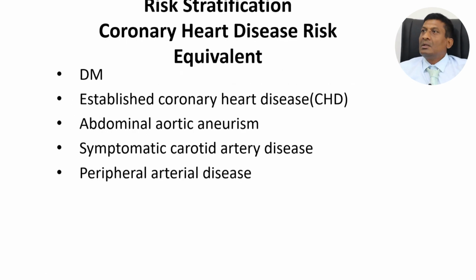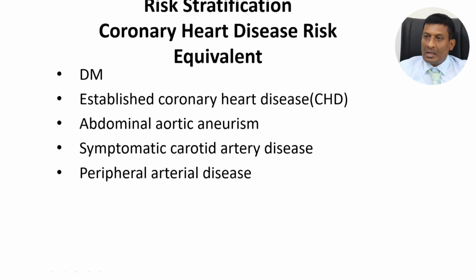I mentioned about the risk stratification, and there is an entity called coronary heart disease risk equivalent. So if you are having any of these things, it is like you are having a coronary heart disease. So they include diabetes, established coronary heart disease, abdominal aortic aneurysms, symptomatic carotid arterial disease, and peripheral arterial disease. So if you are having any of these, it's like having a coronary heart disease. So these are known as coronary heart disease risk equivalents.